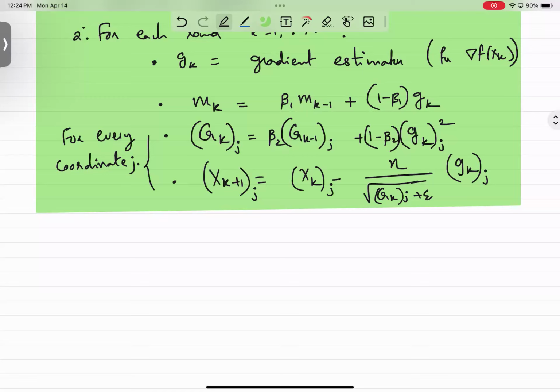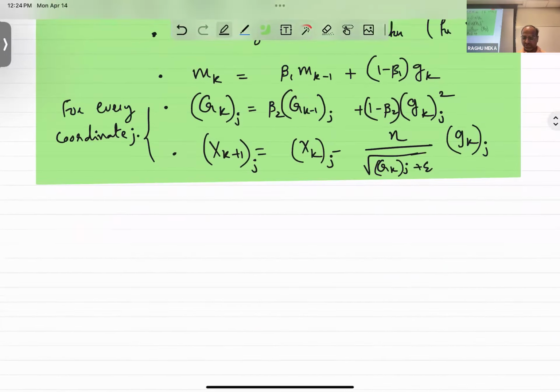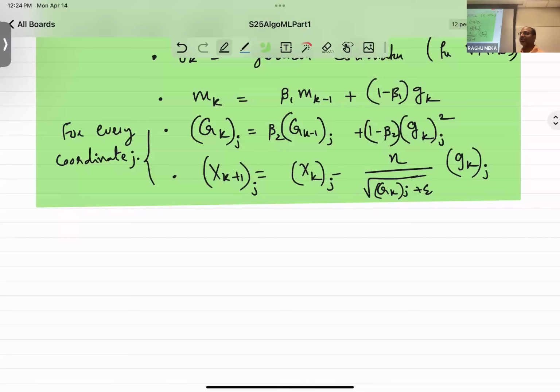Professor, is beta 2 the exponentially decaying term? Yes, that's the factor which does the exponentially decaying average. Okay, got you. Thank you. And beta 1, as I said, even the momentum heavy ball method that we saw was implicitly already doing an exponentially decaying average, right? We just made it more explicit when we wrote it this way so that it's easy to explain.